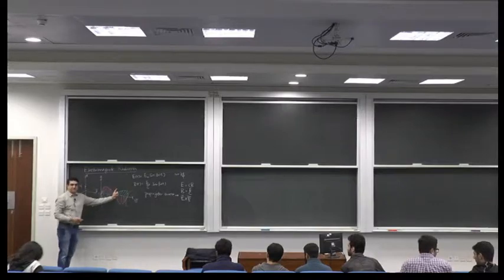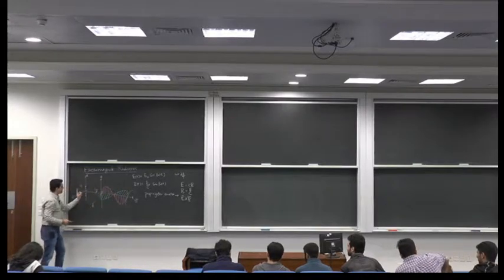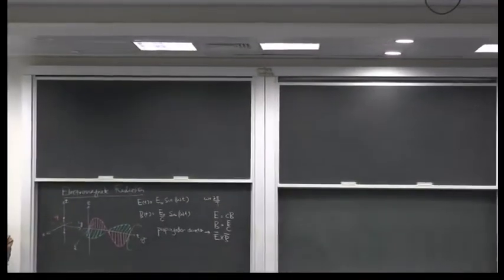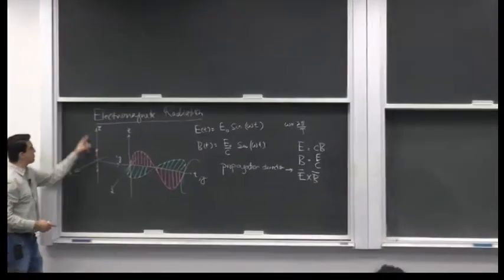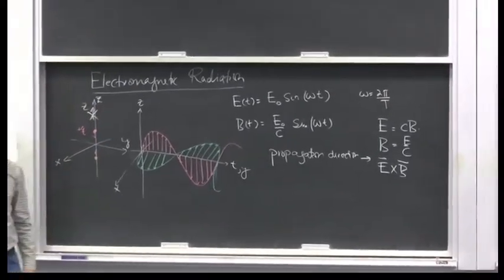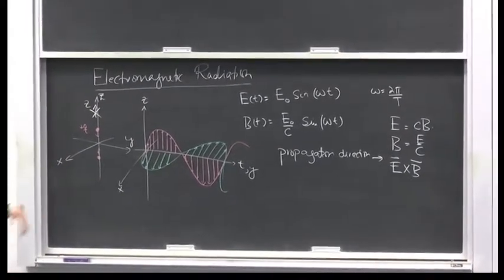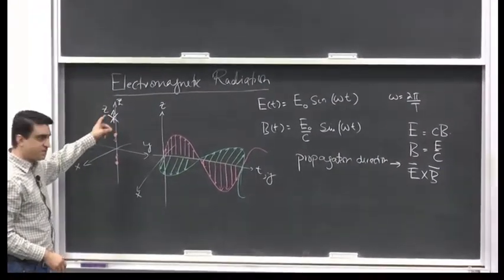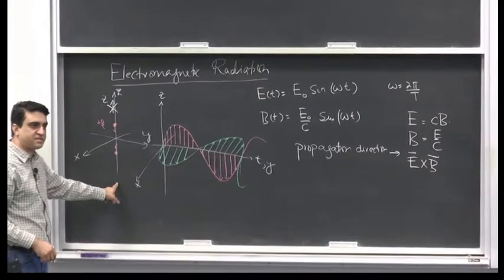And it will propagate out. So it can propagate out along the y direction, but it can also propagate out along the z direction, the x direction. But it won't propagate along the z direction. That's because in this direction, the transverse component of the electric field is zero. The transverse component of the electric field in this direction is zero.